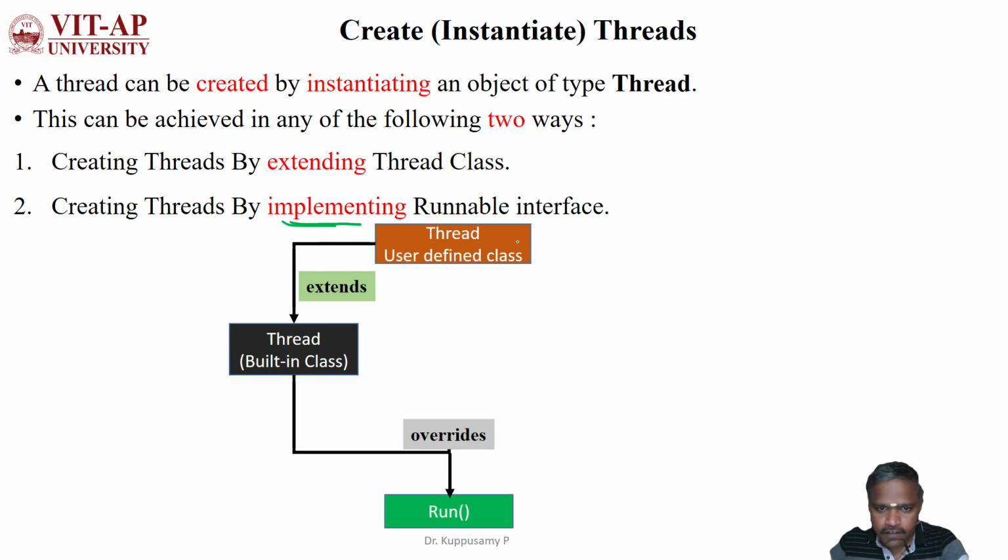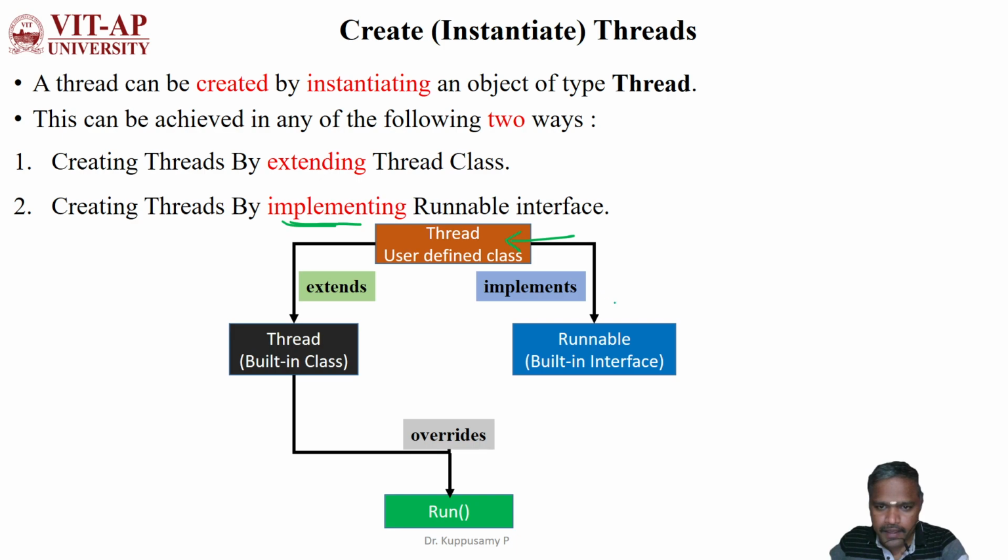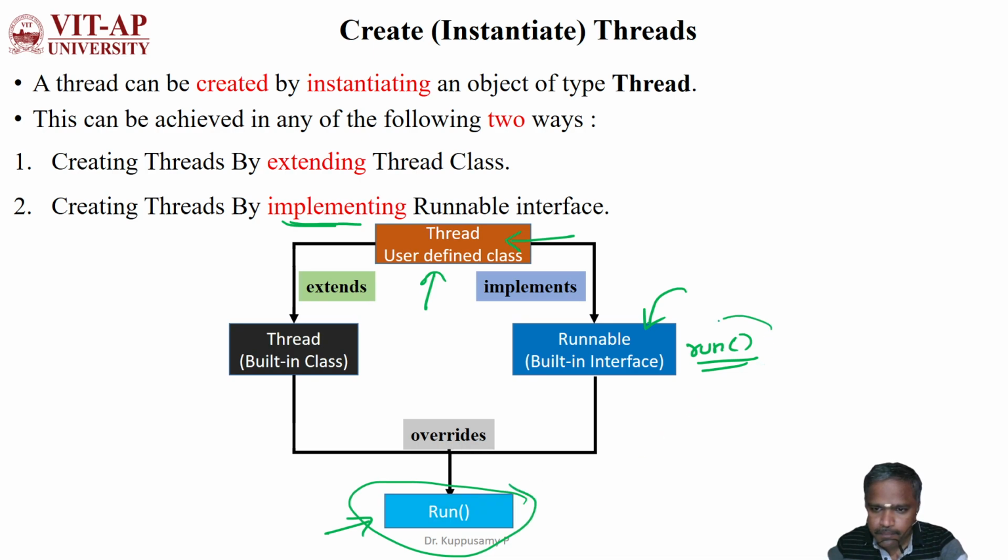So here the user-defined class has to be created by implementing the built-in interface Runnable. This Runnable interface also has the built-in method run, but we have to create the user-defined method run in the user-defined class. Then this run method should override the built-in method run. So this run method will have a number of statements which will perform some action by using the thread facilities.